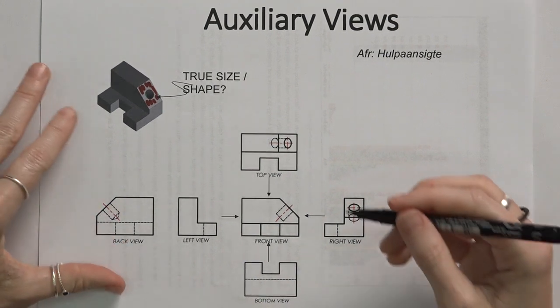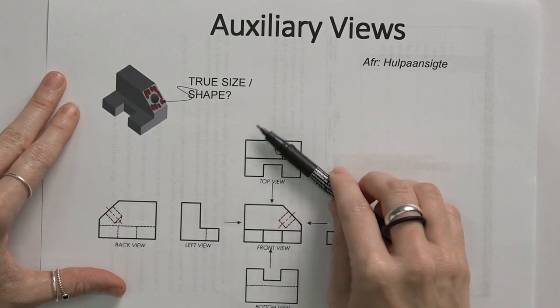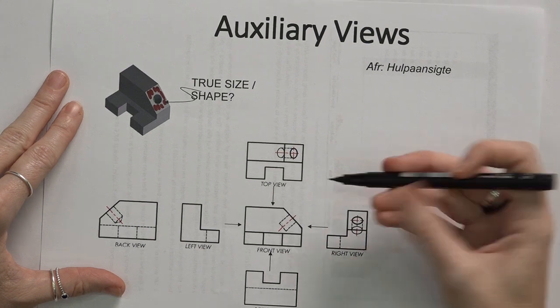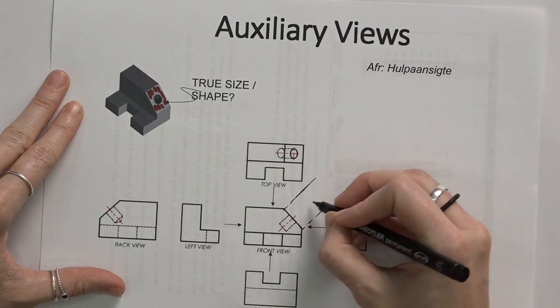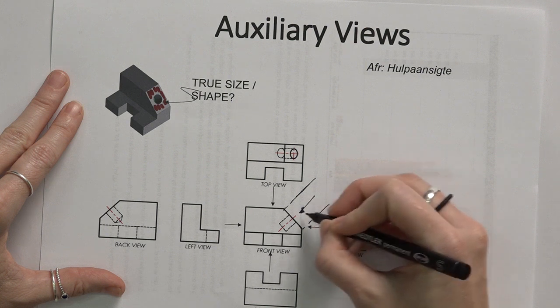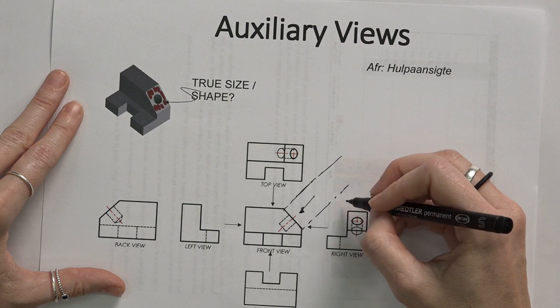So how do I do this? In the same way that I have a right view on the right, top, top, bottom, bottom, left, left, the auxiliary view will lie in line with how I look at it. So I'm looking in this direction. So in that same line, that's where the auxiliary view will lie.